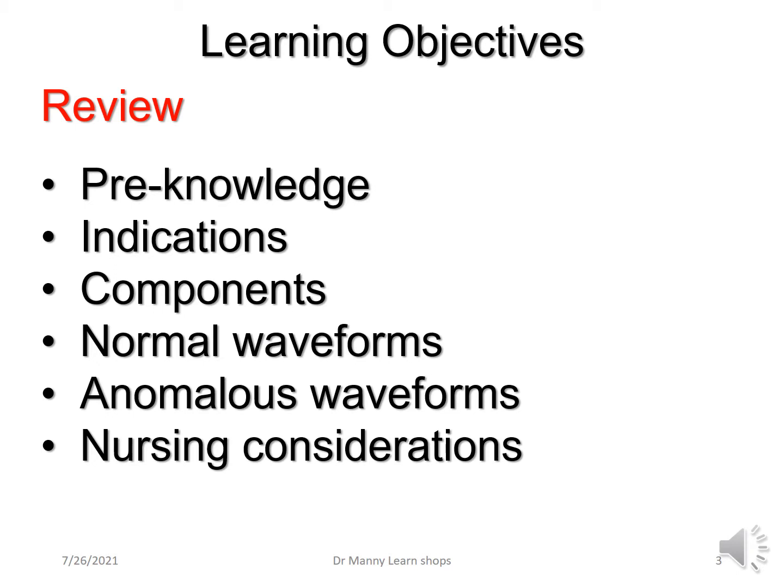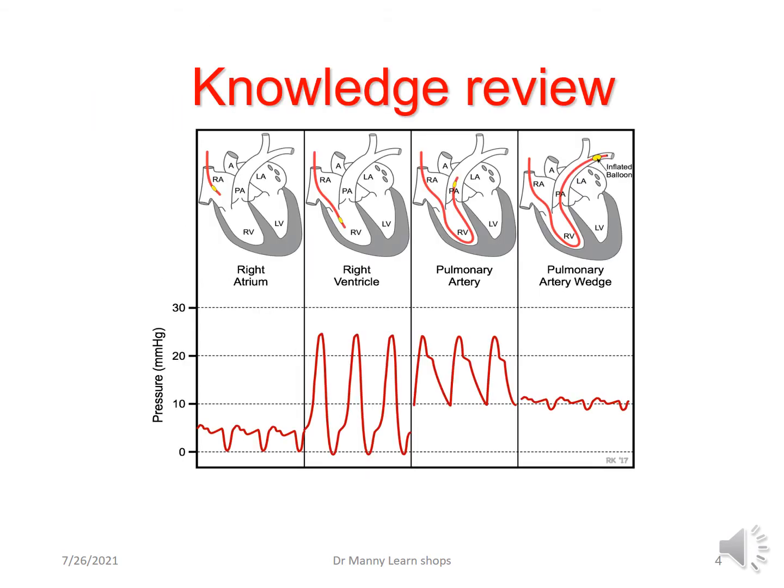Okay, the learning objectives for this Learnshop are a pre-knowledge review, which we always do, the indications, components, normal waveforms and anomalous waveforms, and the nursing considerations that you would think about when caring for a patient with a pulmonary artery catheter. So let's go through your knowledge review.